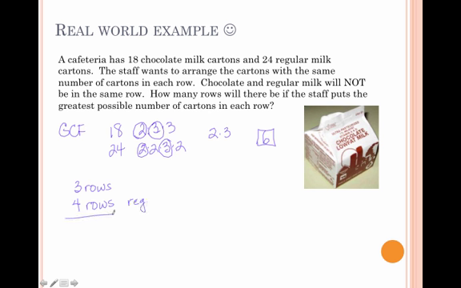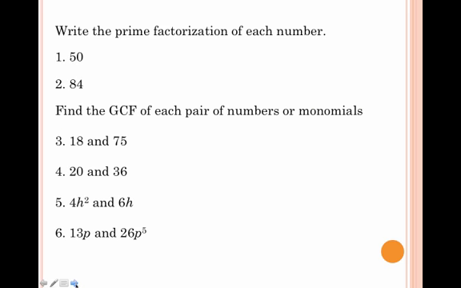So I have a total number of 7 rows, which answers the question, how many rows will there be if I put the greatest possible number of cartons in each row? So here are some problems for you to work on. Please bring these in your notes to be checked in class tomorrow.